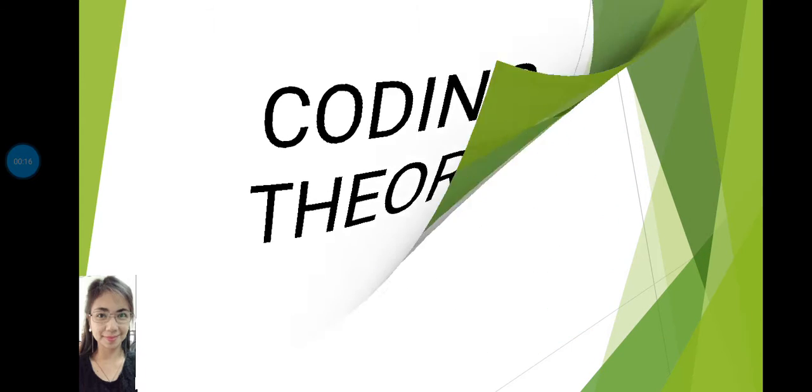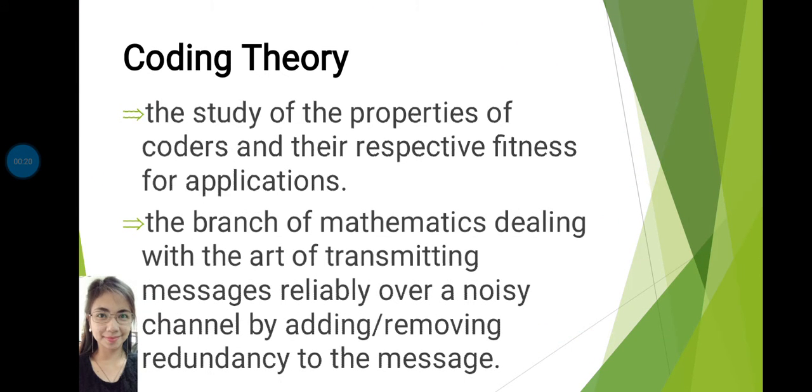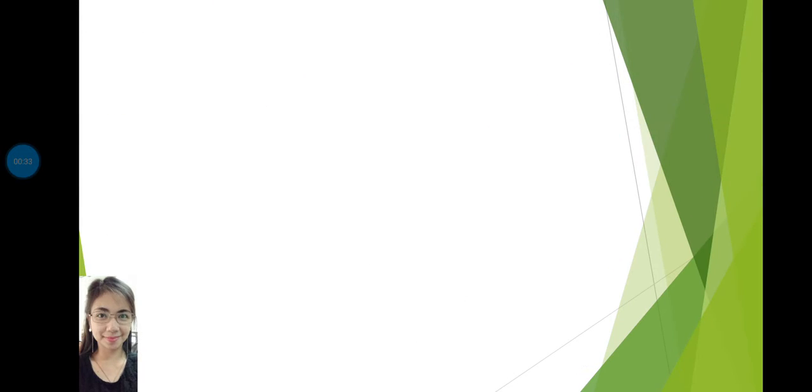So coding theory. Coding theory is the study of the properties of codes and their respective fitness for applications. It is also the branch of mathematics dealing with the art of transmitting messages reliably over a noisy channel by adding or removing redundancy to the message.